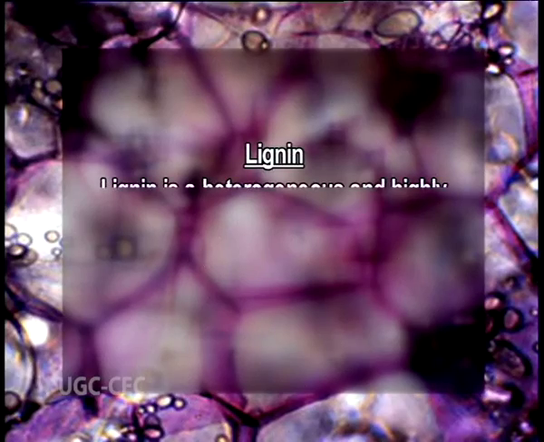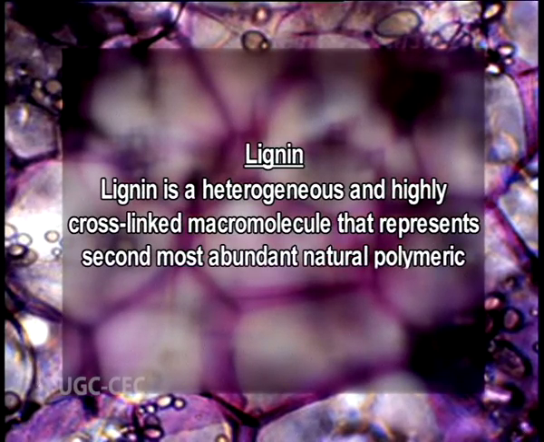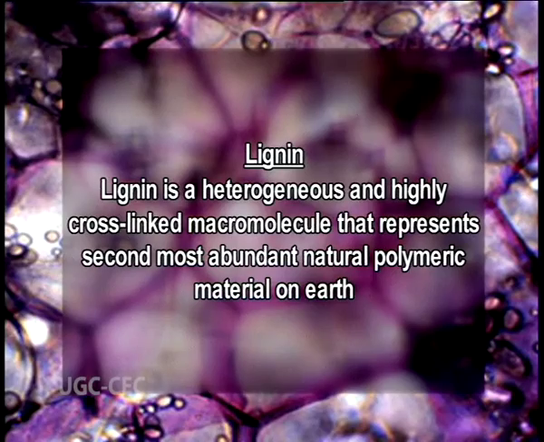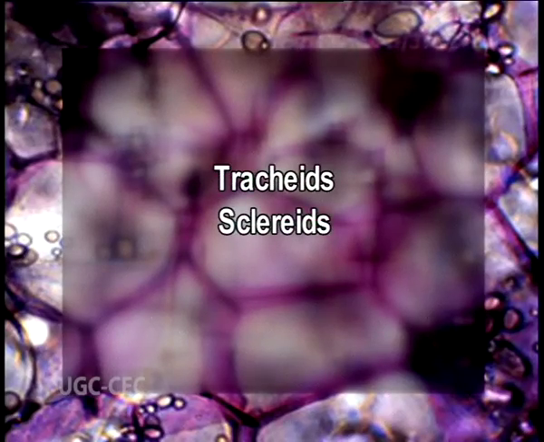Now, lignin. Lignin is a heterogeneous and highly cross-linked macromolecule that represents the second most abundant natural polymeric material on the earth. It is a polymer of phenolics, especially phenyl propanoids. Lignin fills the spaces in the cell wall between the cellulose, hemicellulose, and pectin components, especially in tracheids, sclerids, and xylem. It is covalently linked to the hemicellulose and thereby cross-links different plant polysaccharides, conferring mechanical strength to the cell wall and by extension to the plant as a whole.